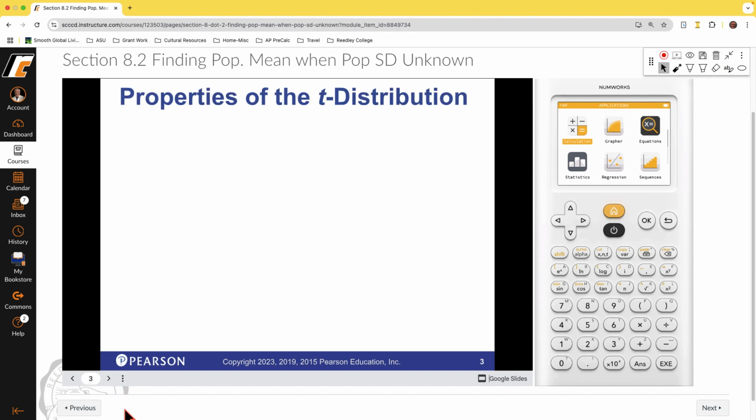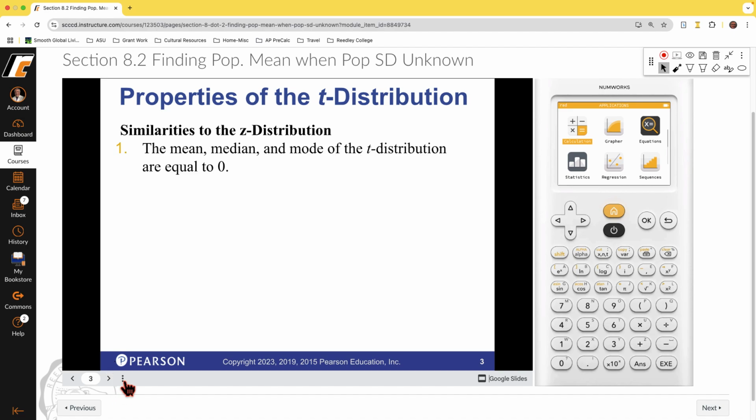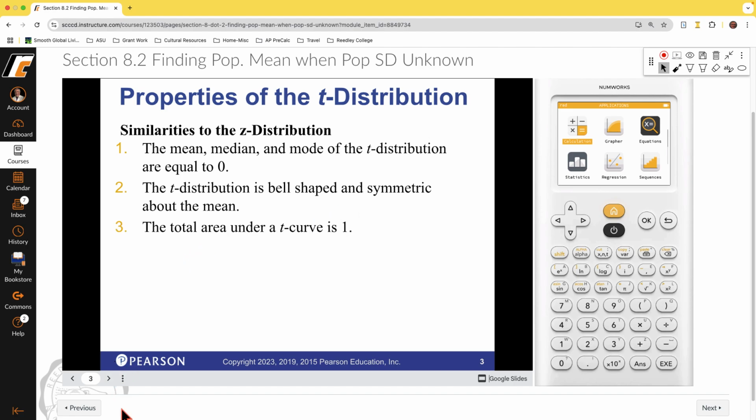So here are some general properties of the t-distribution. We'll see there are three properties that are similar to the z-distribution that we've been using, the standard normal curve. First of all, the mean, median, and mode are all equal to 0, right there in the middle, just like the normal curve. The t-distribution is also bell-shaped, and it's symmetric about the mean, just like the normal curve. The total area under the t-curve is 1. Again, these are all the same, just as we've been doing.